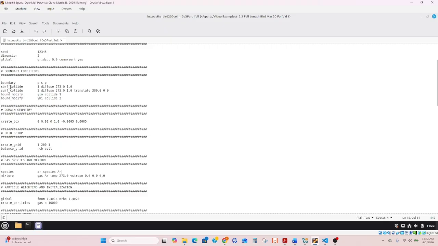So we're going to say one surface is a surf collide, and we're just calling it surface 1. That's just our variable for that. And then we're going to say it's a diffuse surface with a temperature. When you use diffuse, you have to give it a temperature, and then you have to give it a ratio between 0 and 1. 1 means it's totally diffuse. 0 means it's totally spectral. And in this case, we're using 1 because it's going to be totally diffusive.